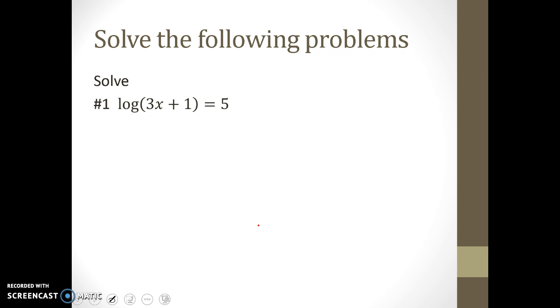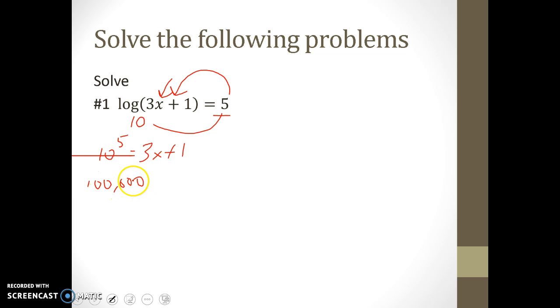Here we have our first logarithmic equation. We want to figure out what is the value of x that makes the left-hand side equal to 5. Because this is a common logarithm, the base is 10. So I'm going to rewrite this whole logarithm function in exponential form. It's going to be 10 to the 5th power is equal to 3x plus 1. Well, 10 to the 5th power is 100,000, and that equals 3x plus 1.